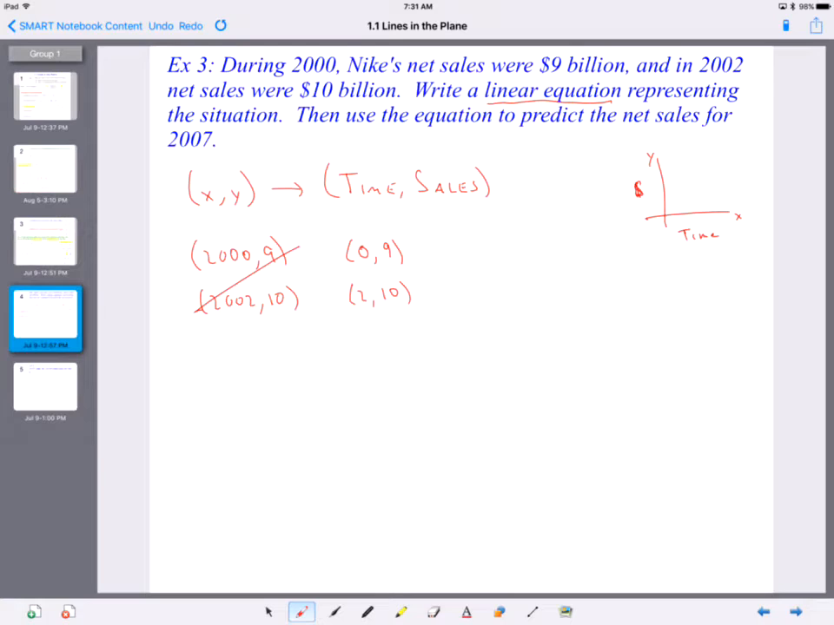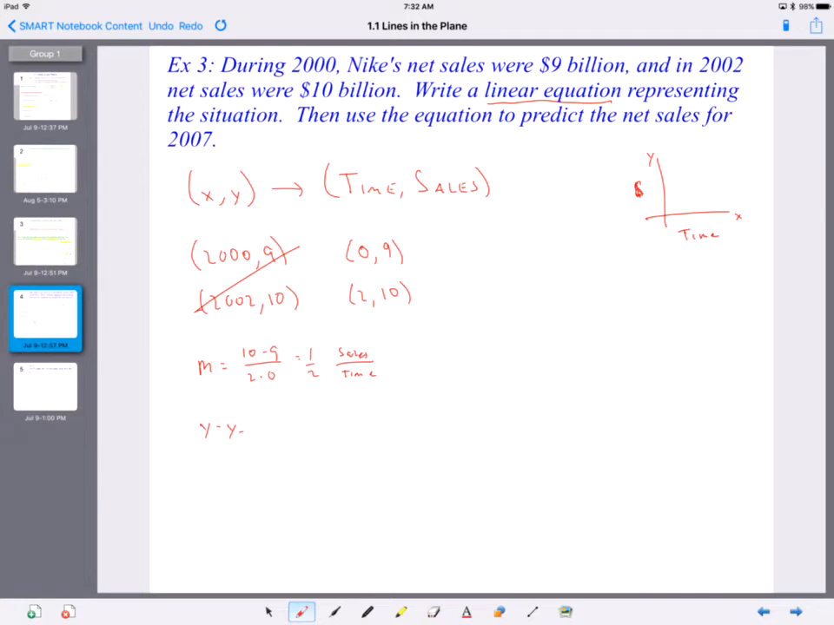Well, the first thing is to find the slope. So we get a slope of 1/2. But don't think of the slope as just being 1/2. What does that mean? Well, y represents the sales and x represents the time. So what does that slope represent? Well, 1 billion in sales for every 2 years. Okay, so that's that rate of change. Don't just think of it as a number, decimal, or anything else. What does it represent? And so now we can write the equation.